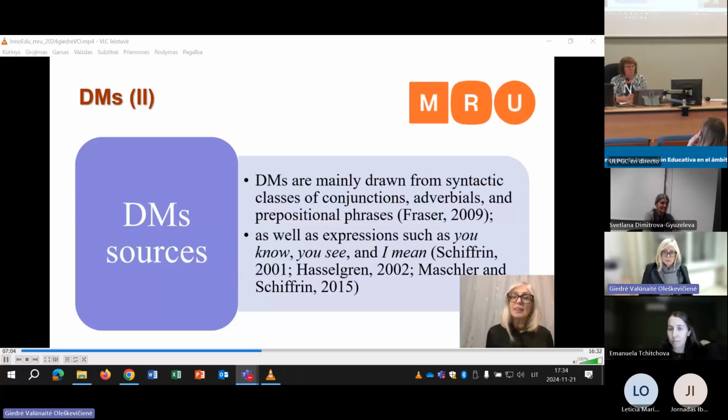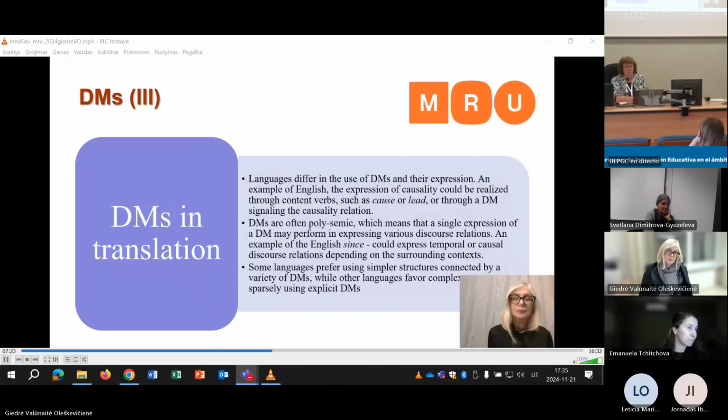Discourse markers are mainly drawn from syntactic classes of conjunctions, adverbials, and prepositional phrases, as well as expressions such as you know, you see, I mean, and many others, which are already multi-word discourse markers.